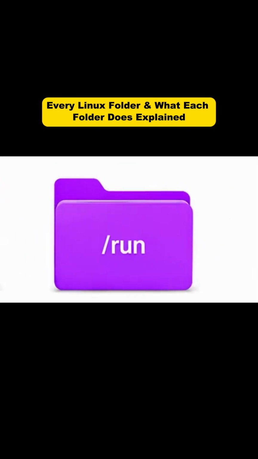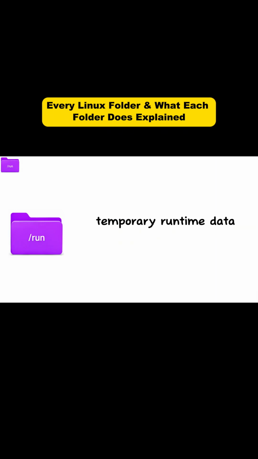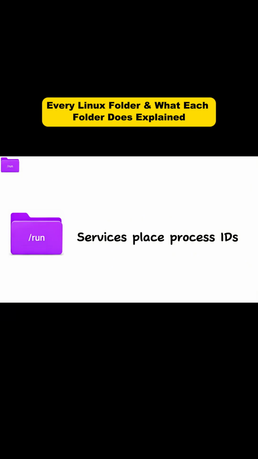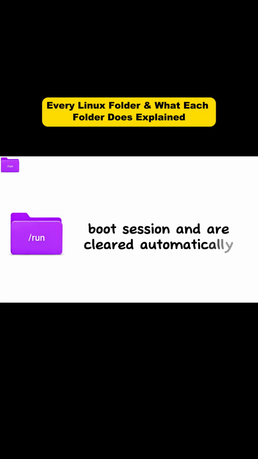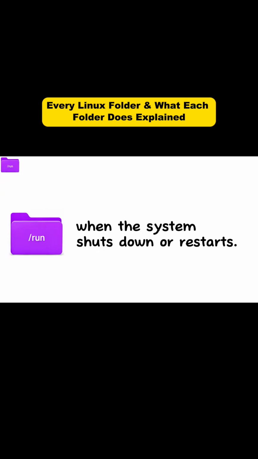run directory. This directory stores temporary runtime data created while the system is actively running. Services place process IDs, sockets, lock files, and communication data here so programs can track active processes and interact with each other. The contents exist only for the current boot session and are cleared automatically when the system shuts down or restarts.